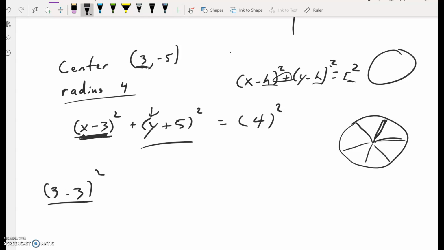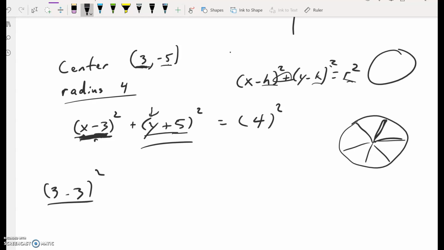So some students kind of memorize that it's kind of the opposite of the center. If the center has an x value of 3, you put an x minus 3. If the center has a y value of -5, you put a +5. And it's true, these numbers will be opposites of these numbers, but the reason is the numbers that are the center of the circle should make each of these 0.